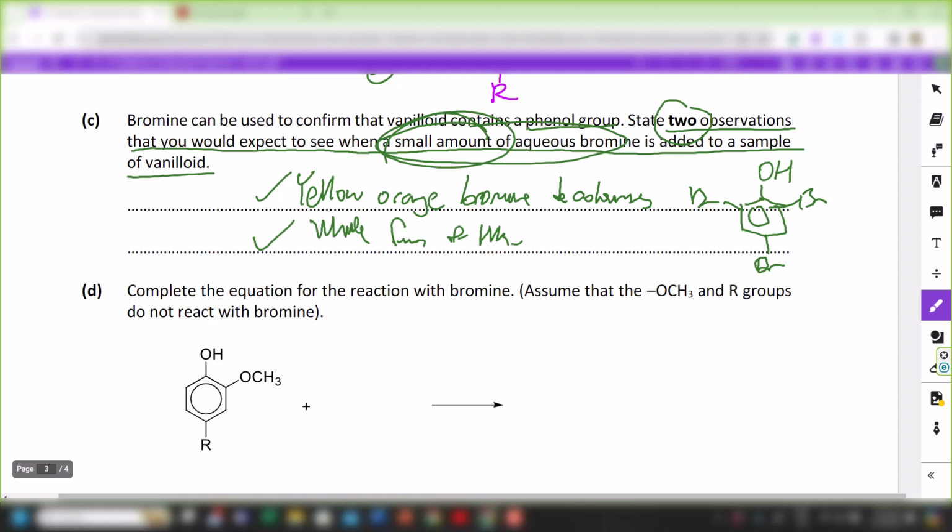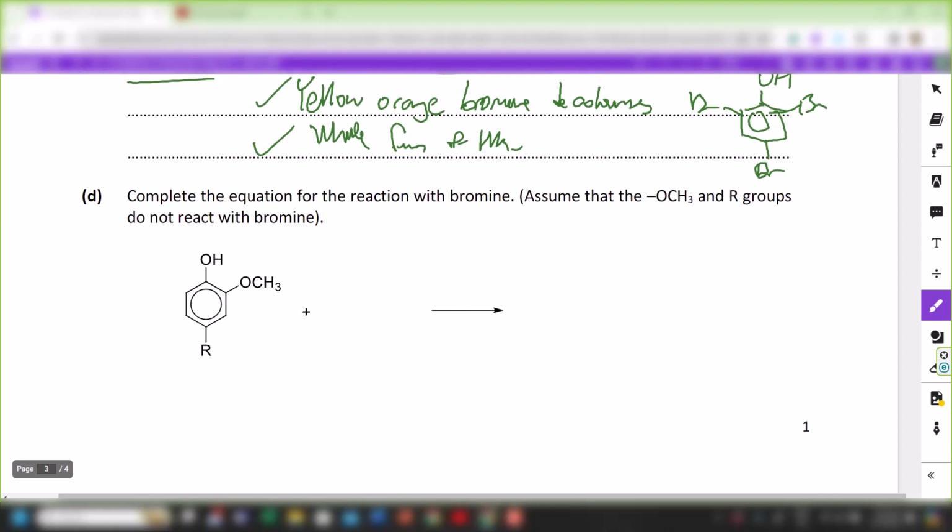Of course, the caveat is over here: a small amount of aqueous bromine is used. You can't put in a voluminous amount, because if not, I'm not going to observe anything. The white fumes will essentially be dissolved in water. If you use a huge amount, the white fumes will not even have a chance to appear.